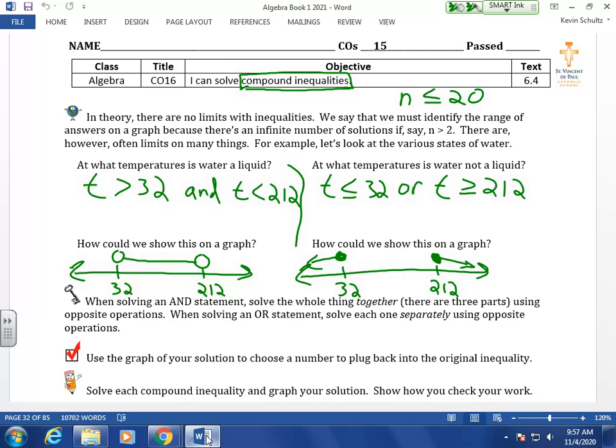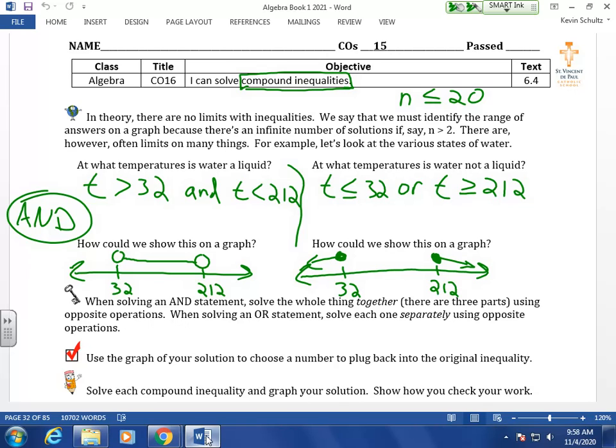Okay. This type of statement here is called an AND statement. And the reason why it's called an AND statement is there are 2 conditions that must be met. Water is a liquid if it's greater than 32 and less than 212. Both of those things must be true.